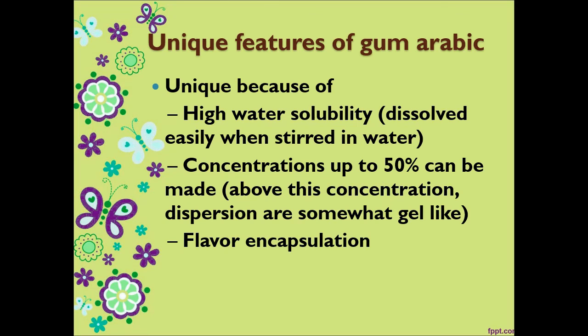Now, why is gum arabic unique? Because gum arabic has high water solubility, meaning it is easily dissolved when stirred in water, and the concentration of gum arabic can go up to 50%. If concentration is made more than 50%, then it will disperse and form something like gel. And this gum arabic is used as food encapsulation also.